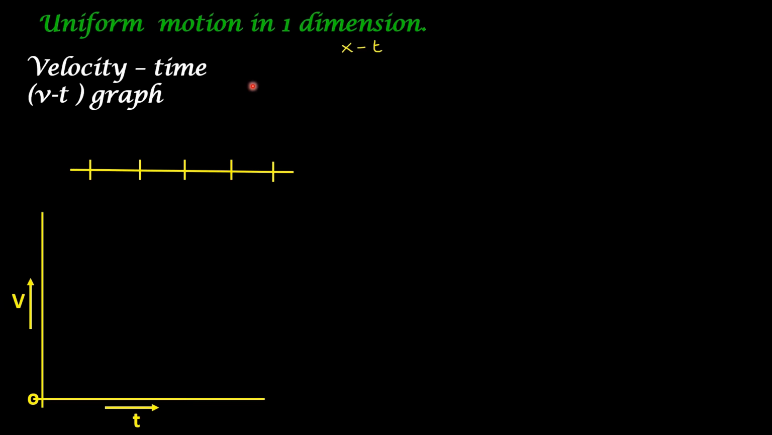We have discussed position time graph for uniform motion in the previous video. If you have not yet watched that video, click the I button in order to watch that. Now we will discuss velocity time graph for uniform motion.